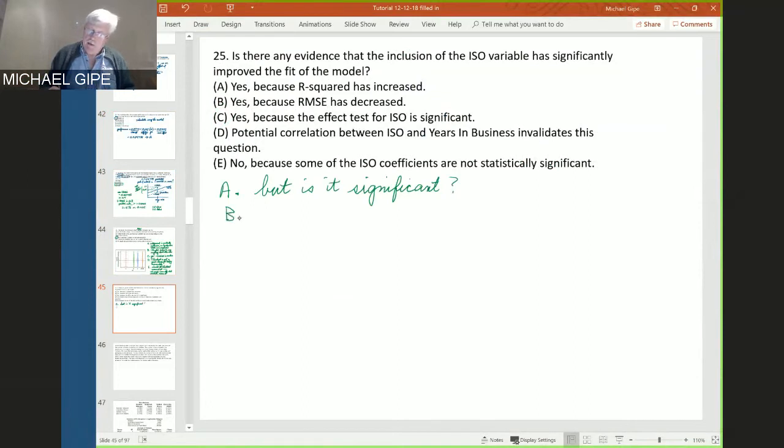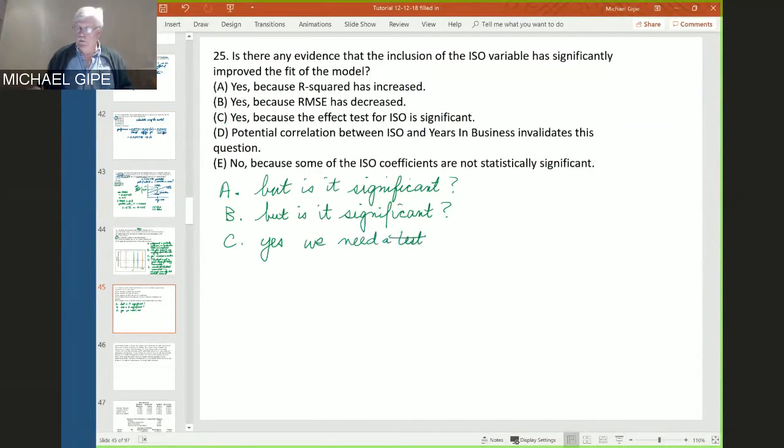How about B? Yes, because RMSE has decreased. Again, same idea. We can't measure significance just based on the fact that RMSE has decreased. How about C? Yes, because the effect test for ISO is significant. This one sounds much better. We need a test. We need a proper test to determine significance.